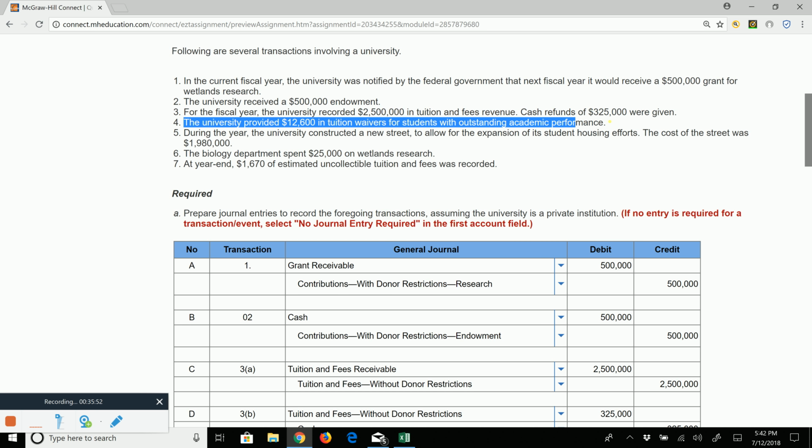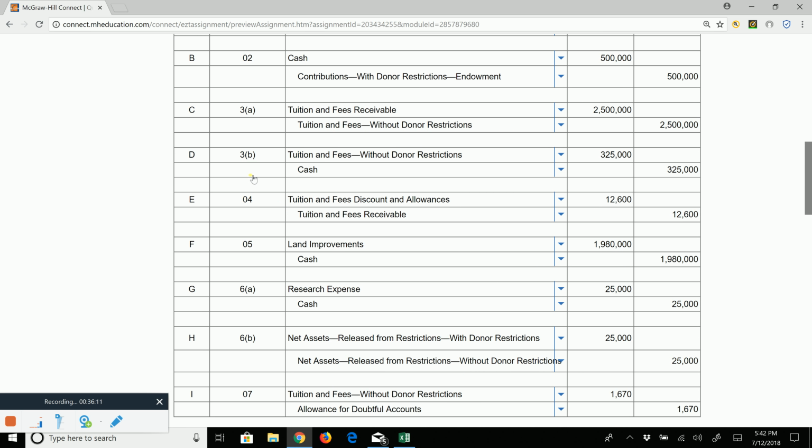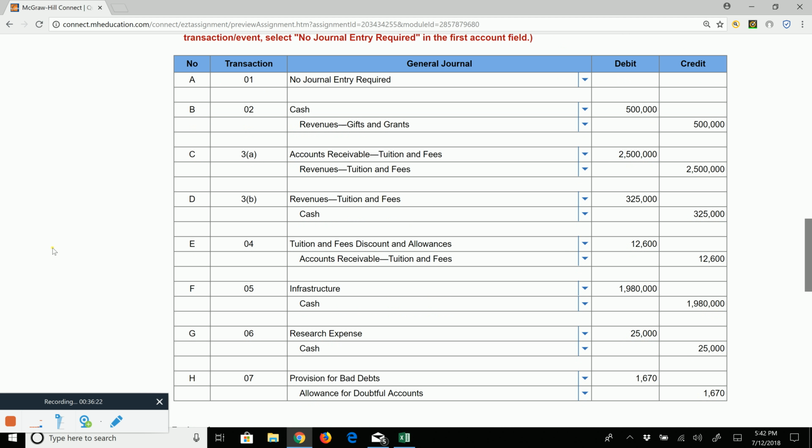Number 4, the university provided $12,600 in tuition waivers for students with outstanding academic performance. Basically, what has happened is the university waived and said, you don't owe us this money anymore. We're going to record that in a contra revenue account. You can see that first on the private university, debit tuition and fees discount, credit the tuition and fees receivable, and on the public university, it's accounted for in very similar fashion. We will debit the contra revenue, tuition and fees discount, and we will credit the account receivable.